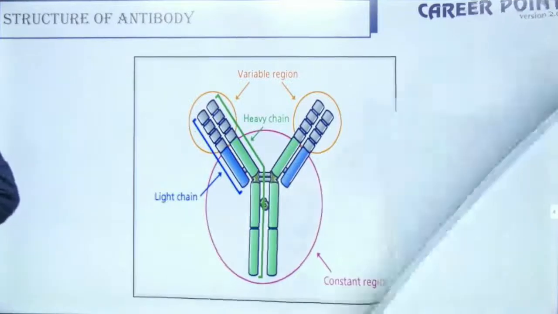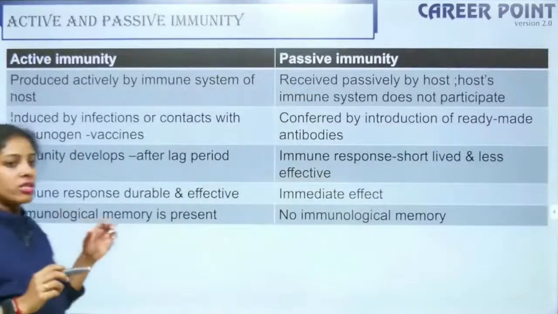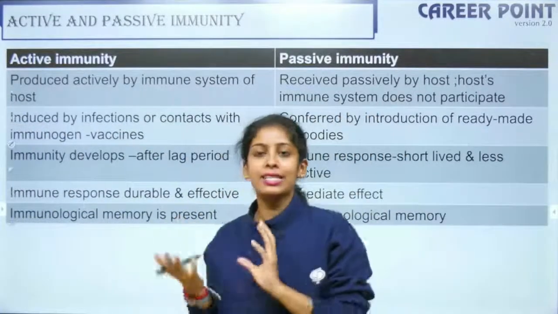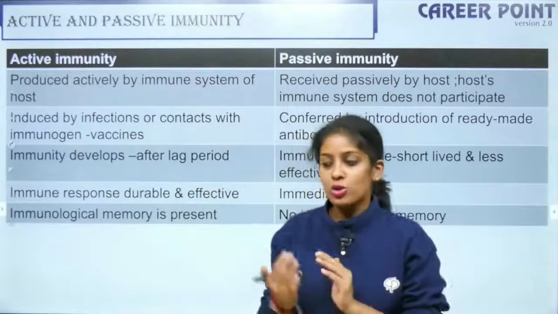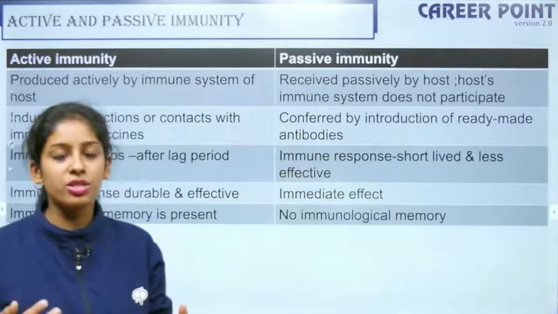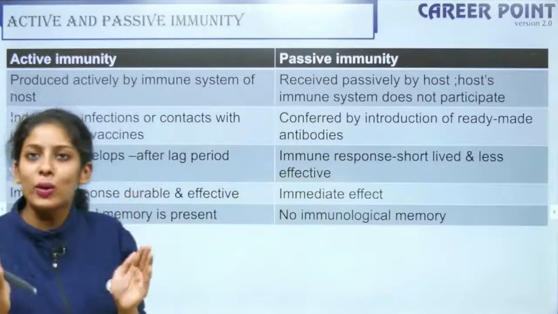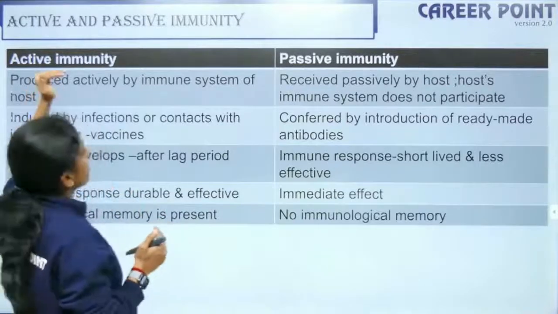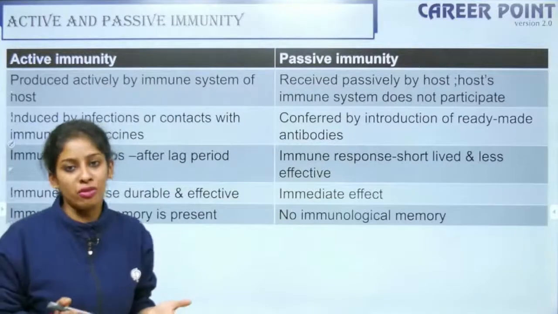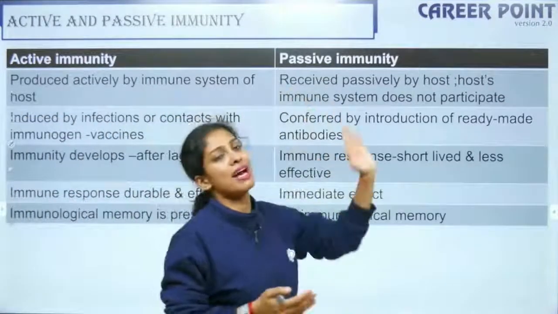So I move forward to the next topic. Active and passive immunity. So what is active immunity? When the host produces antibodies, it is active immunity. When the antibody is given from outside, it is passive immunity. The basic difference. Active and passive is also equally important. When the immune system of the host produces antibodies, it is active immunity. When someone else directly gives the antibody, it is passive immunity.